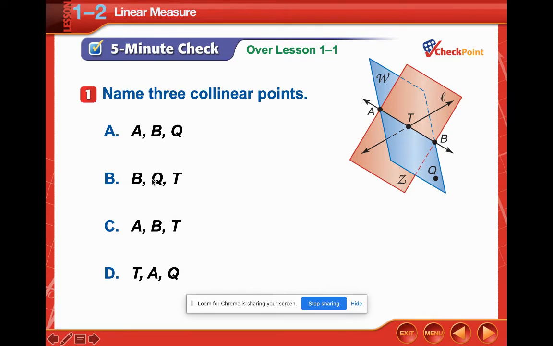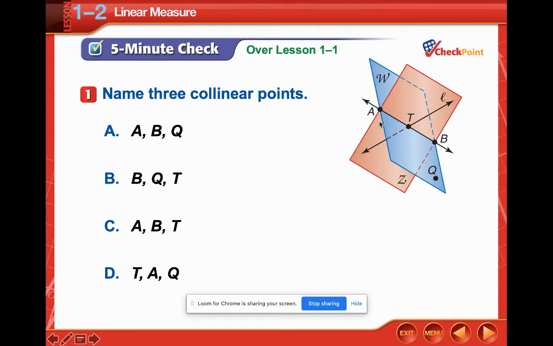All right, let's look at B. We've got B, Q, T. So B, there's Q, and there's T. B and T are on the same line, but Q is not on that line again. It actually looks like Q is not on any line. So we can cross out A and B for sure, but we can probably cross out any answer that has Q on it. So that would qualify D. You can see T and A are on the same line, but Q is not on that line. So we can cross out D. The only answer that would be left would be C.